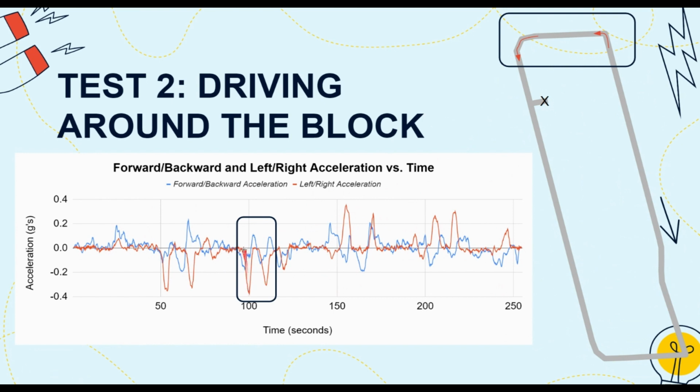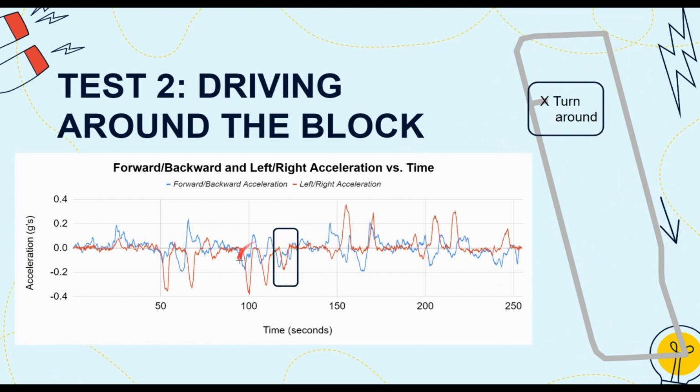The red graph is going very negative because we're making left turns, whereas the forward-backward acceleration is also going negative because we're slowing down into the turns. Eventually, when we get to this point, you can see on the graph here that we pulled into the driveway and stopped, which would be over here, so that we could turn around and go back the other way.